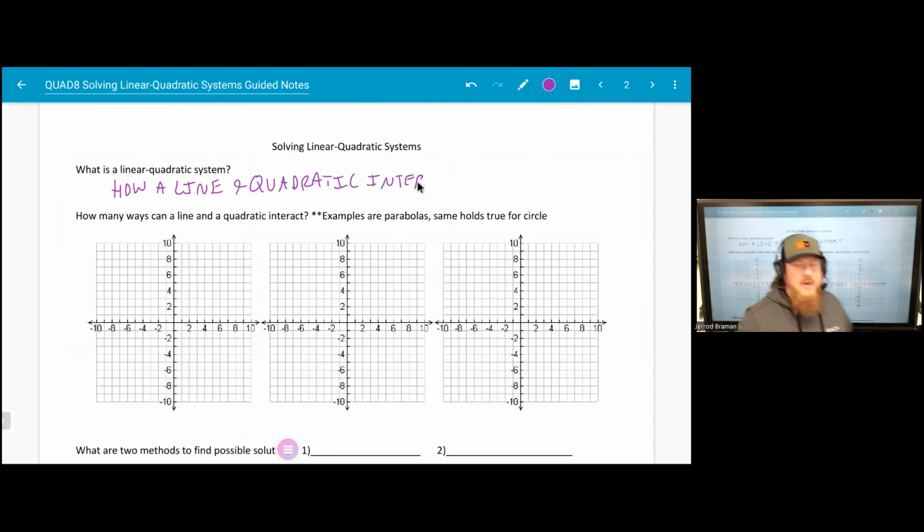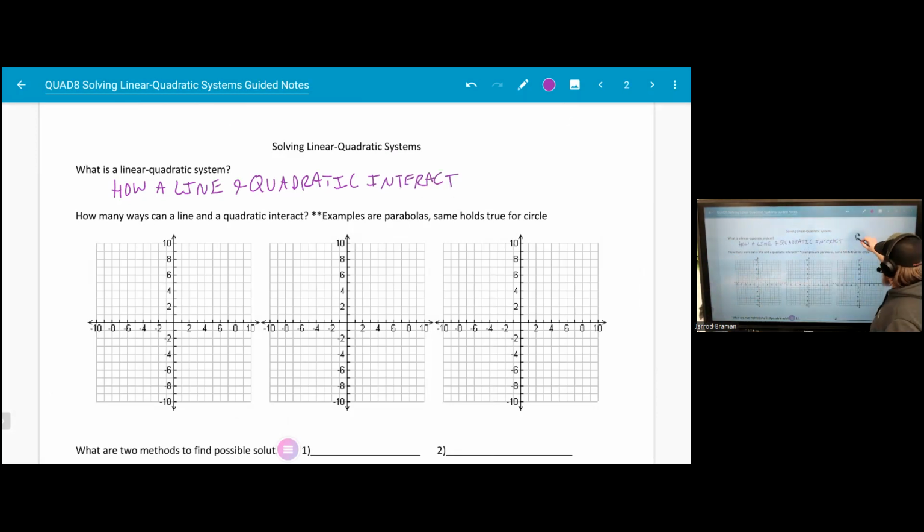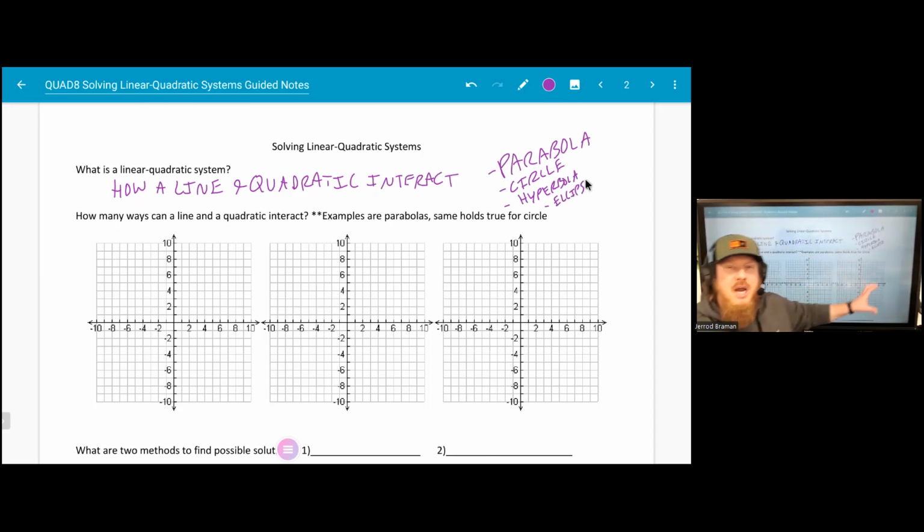And when I say a quadratic, one example could be a parabola. That's what I'm going to focus on in this. It could be a circle. It could be something that you haven't seen before, but still a quadratic. It could be a hyperbola. It could be an ellipse. But no matter what it is in terms of its shape, the math still works the same.